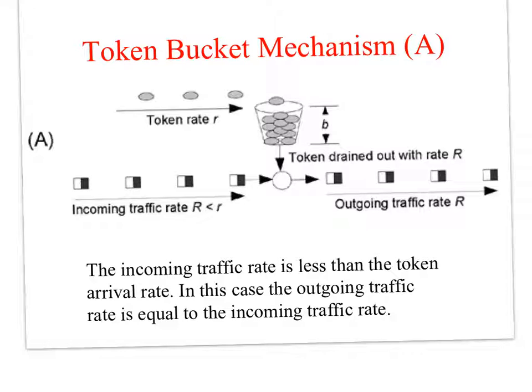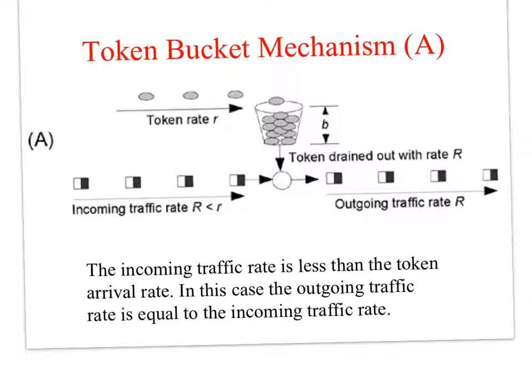So if the incoming traffic has a rate capital R, which is less than small r, where small r here is the rate of filling the tokens, what used to happen in the leaky bucket is that this rate will flow through, which means that the output rate will be capital R, which is less than small r, right? So nothing is different here. However, one thing we should notice is that the rate of filling the tokens is still small r, which is more than capital R.